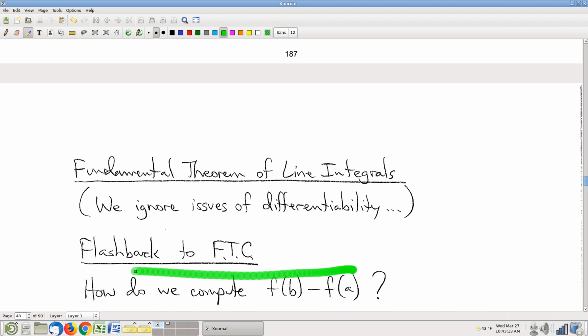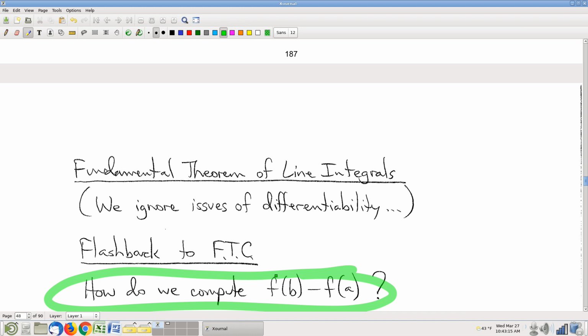I'm going to start off with this seemingly wrong question. How would I compute f of b minus f of a? That seems silly. Isn't that supposed to be the answer, not the question? Right? Most people think of the fundamental theorem of calculus as, hey, I've got this integral. I didn't even know how to compute this integral. How do I compute this integral? Oh, fantastic. I can use this formula. Right? So this is very often thought of as the answer to the question. I want to view this as the question.